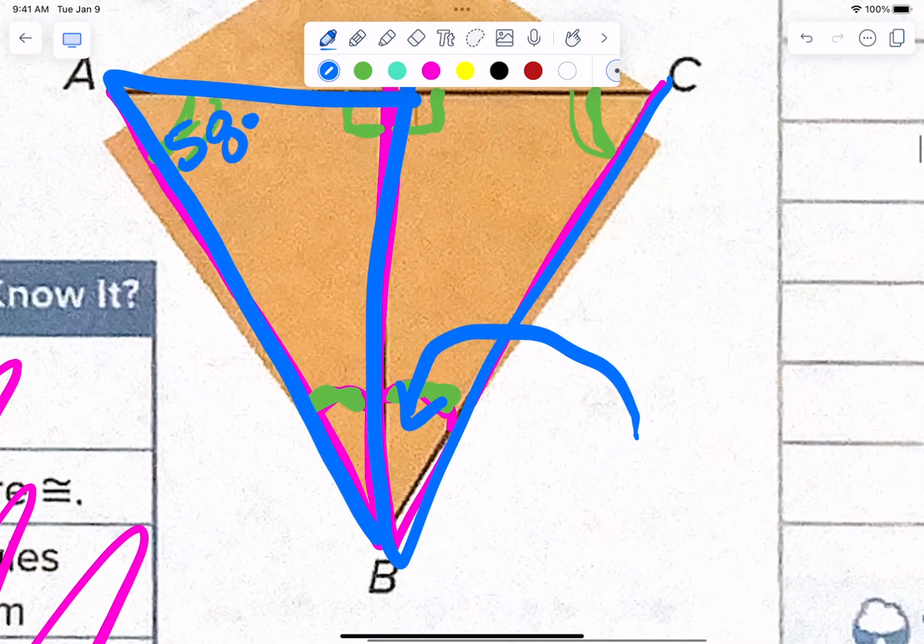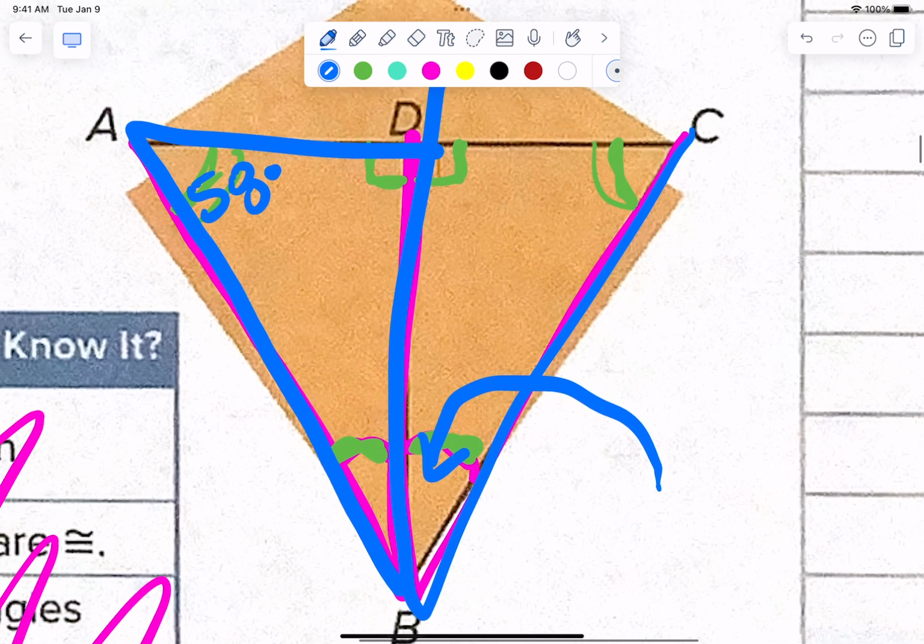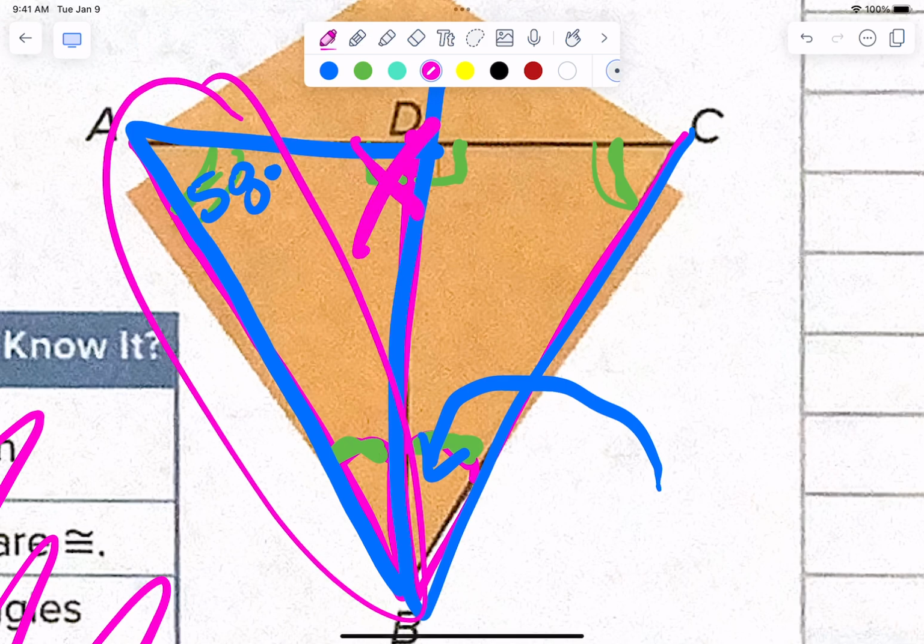How do we find it? 148. It's like 32. No, 32. Don't do that, Remington. This is already 90. So what do these two add up to be? The other 90. Don't add them and subtract them from 180. This guy is going to be 32.